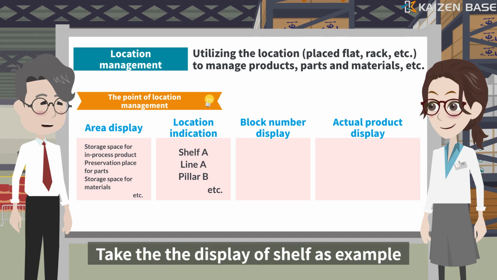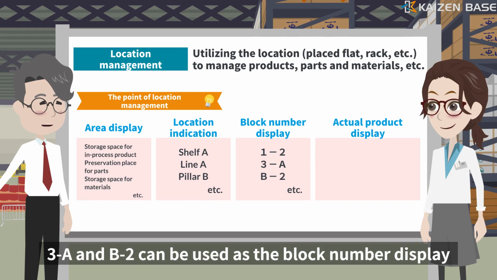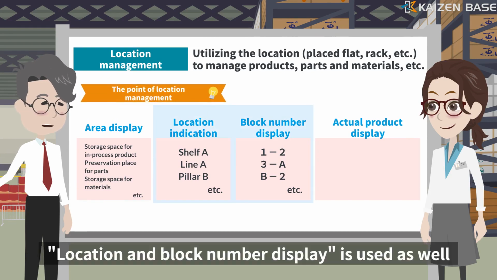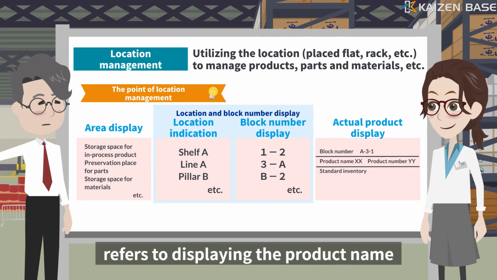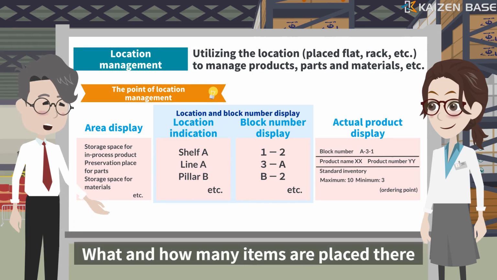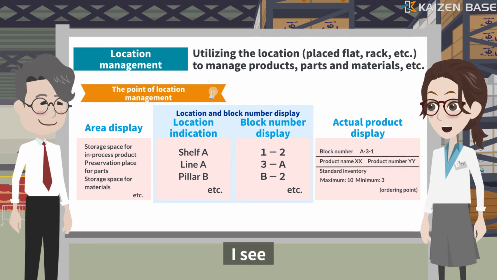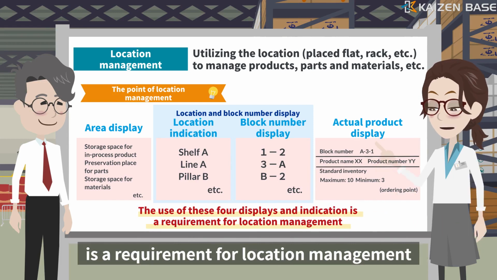Take the display of shelf as an example, 1, 2, 3 and A, B, C can be used as the block number display. Location and block number display is used as well by combining the location display and block number display mentioned earlier. The actual product display refers to displaying the product name, product number and standard inventory quantity, etc. What and how many items are placed there, and the normal state, can be understood by just having a look. I see. The use of these 4 displays and indication is a requirement for location management.